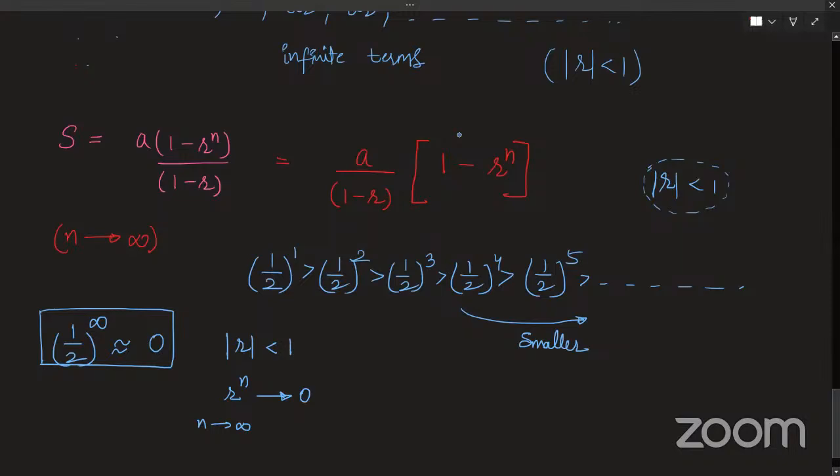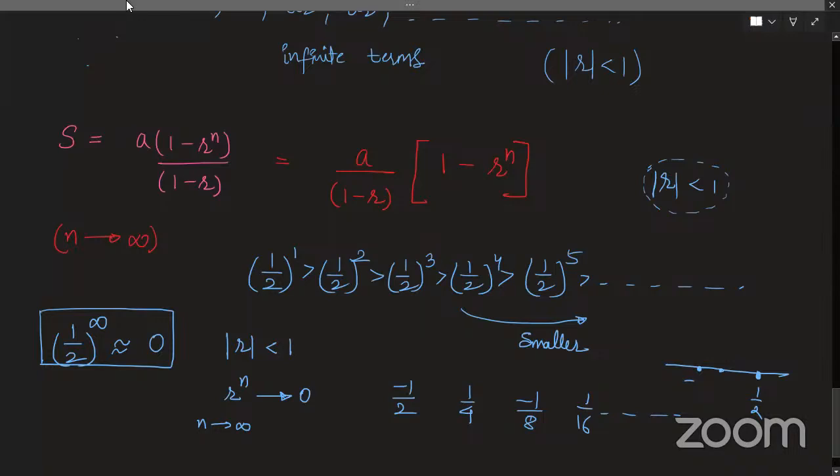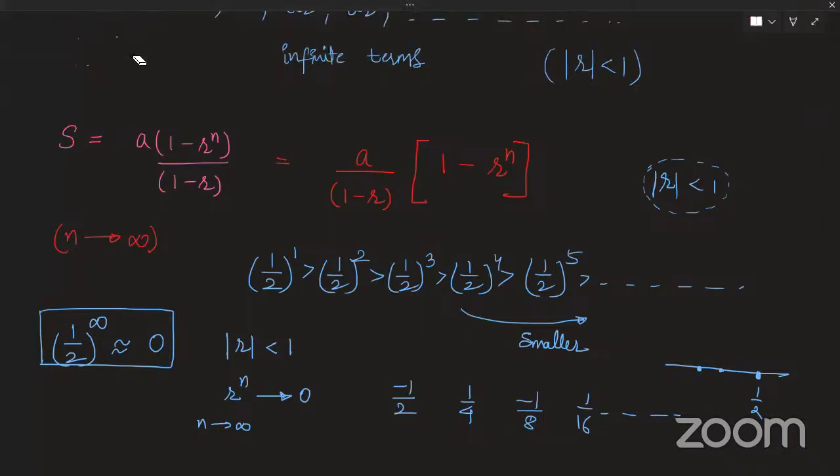You can try the same thing with negative values also. See, I have minus half. I square it, it becomes 1 by 4. Then it becomes minus 1 by 8. Then it becomes 1 by 16. So basically it is growing nearer to 0. Half is somewhere here. Minus 1 by 4 is this side. Okay, sorry, this is minus half. I'll just draw it again. No worries.